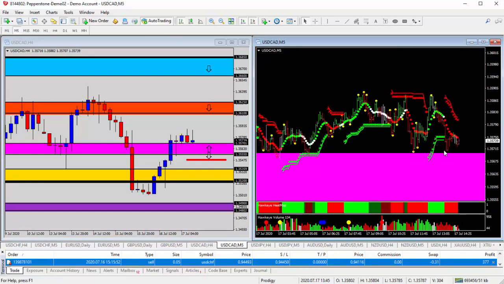So the key point today is buying close to the pink zone, risk or stop loss under the pink zone, targeting the orange zone or higher for the dollar CAD today.